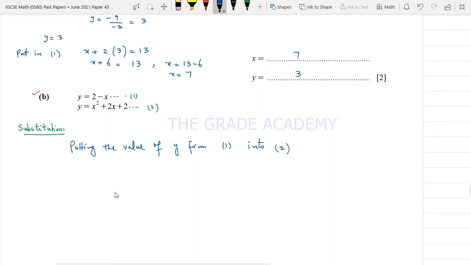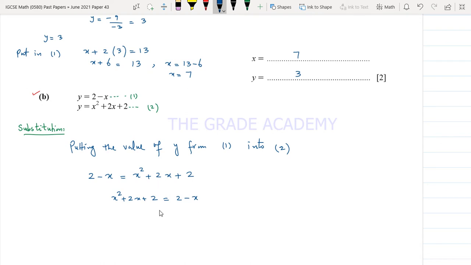So equation 2 will become 2 minus x is equal to x squared plus 2x plus 2. So here we get an equation in the variable x. Now it will be a quadratic equation. We can also write it as x squared plus 2x plus 2 is equal to 2 minus x.